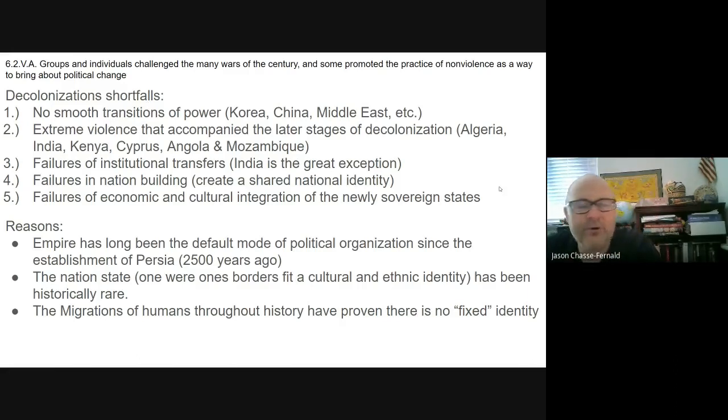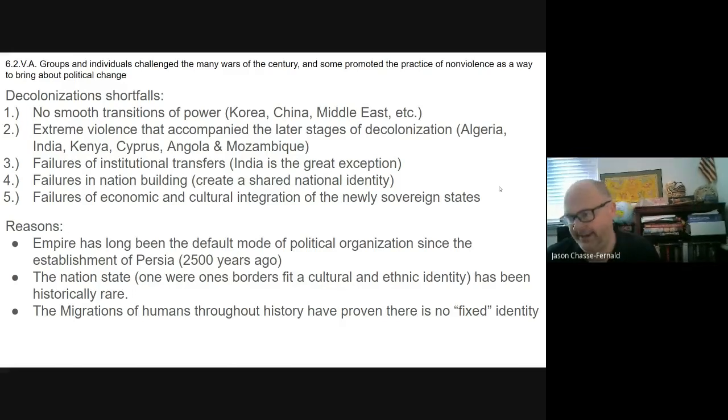Very rarely do we see smooth transitions of power. Korea, look at the Korean story for half a century before we see decolonization in this case here. Obviously, Korea, you start to see Japanese troops following the Sino-Japanese War that ends in the mid-1890s. You see the official annexation of Korea by the Japanese in 1910, and then they will be held until 1945. And then what happens next? We see the instant creation of a North Korea and South Korea by the Soviet Union and the United States.